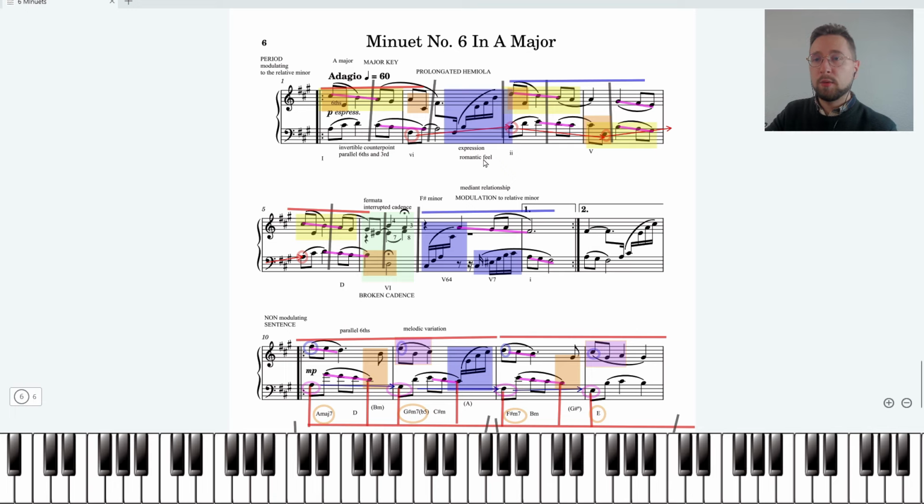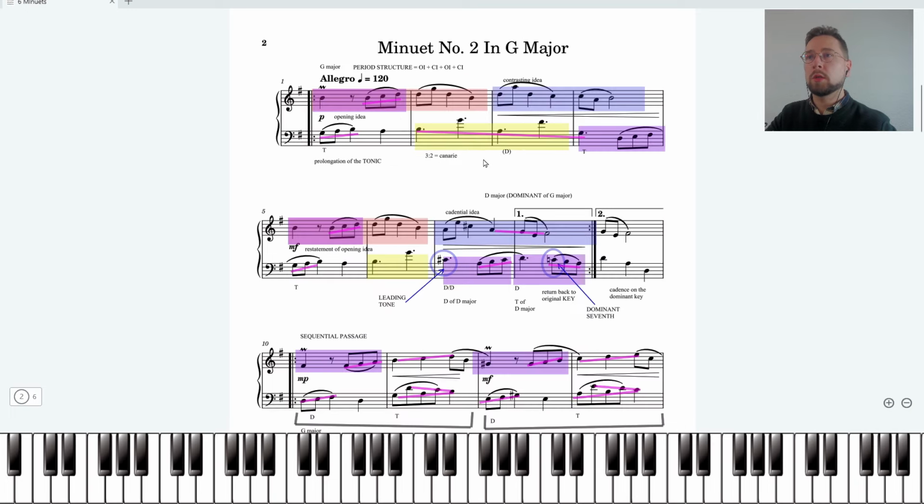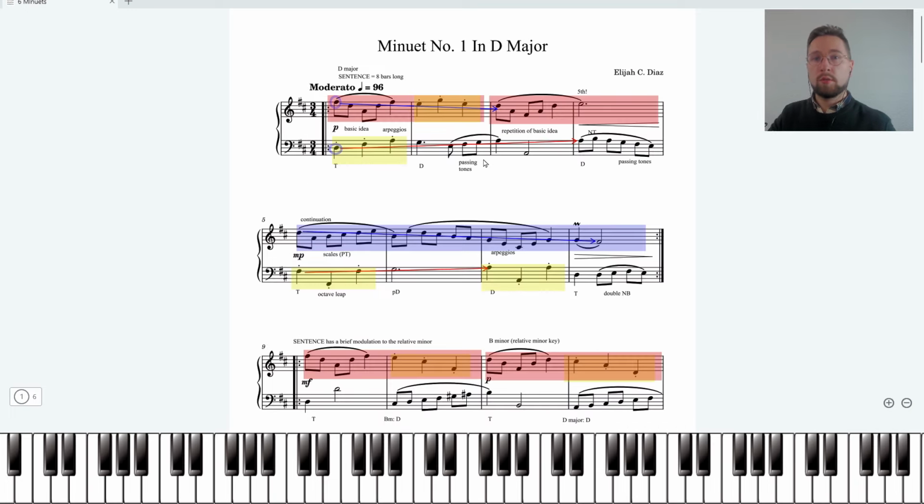In the last minuet, in all of these minuets, we can see an evolution in different techniques from the Baroque and period composition.